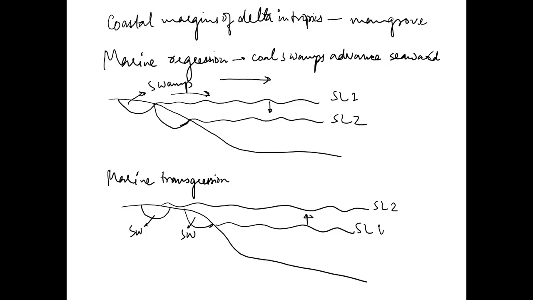If marine regression is happening, sea level is going down, the delta moves towards the sea. That is the seaward movement of the shoreline. Due to that, the coal swamps move towards the sea, they advance towards the sea. While if marine transgression happens, then the shoreline moves landward. So several other coal swamps are formed on the land due to the marine transgression. So I hope it is clear.